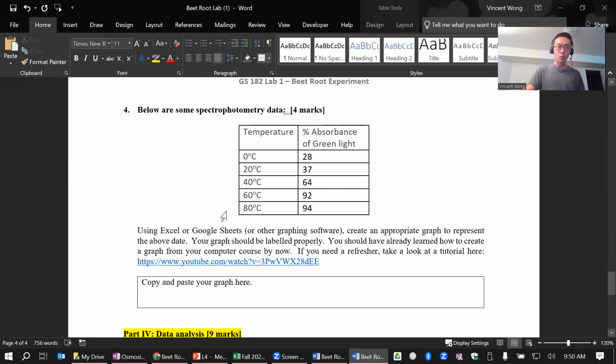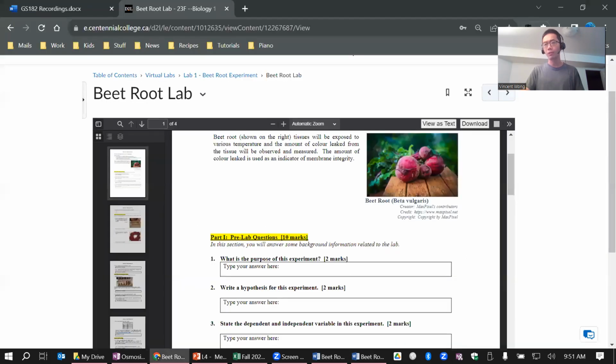You have to do a graph for me using your preferred software. Like if you have Microsoft Excel, excellent. I know you use that in your computer class, right? And if you don't have Excel, you actually can get a free copy as a Centennial student. I don't know if a lot of you know this.